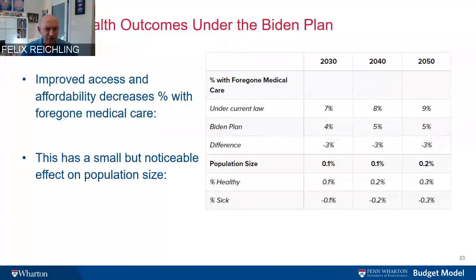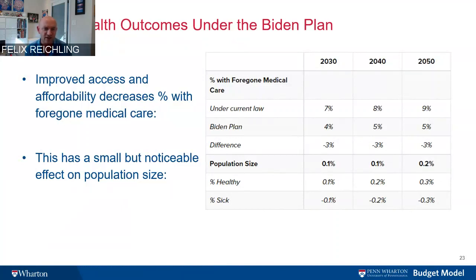The health outcomes as a result will also be better. Fewer people being uninsured means that fewer people will forgo necessary medical treatment. And with more people getting medical treatment, the population overall is going to be healthier, and we even see an increase in the population size. So by 2030, under the Biden plan, only 4% of the population will forgo medical treatment, rather than the 7% under current law.